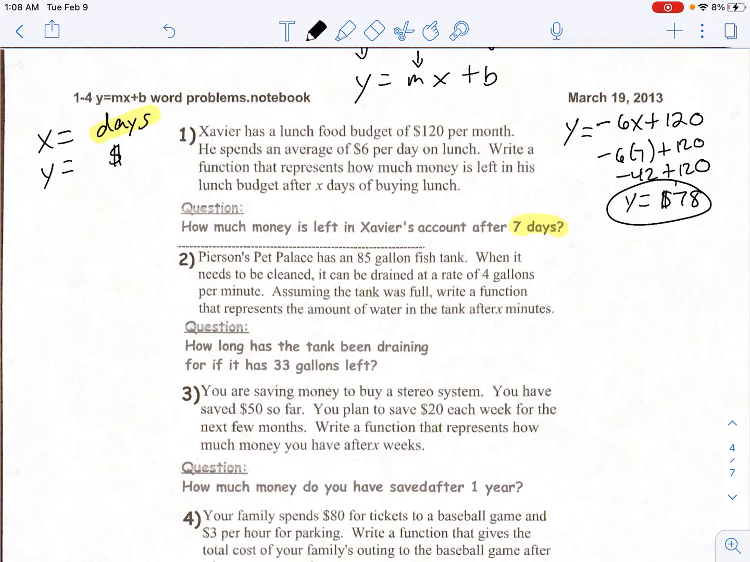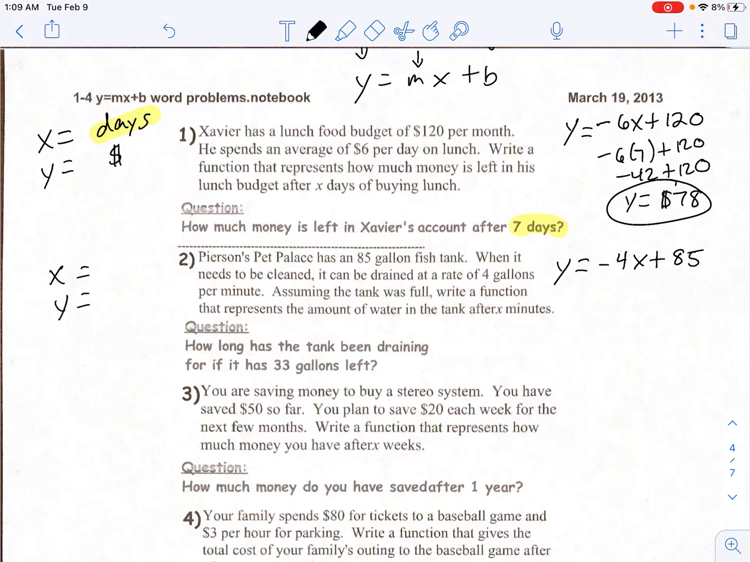Number 2. It says Pearson's Pet Palace has an 85-gallon fish tank. When it needs to be cleaned, it can be drained at a rate of 4 gallons per minute. So once again, our rate is 4 gallons per minute, and it's drained, meaning it's going down. So negative 4x. It starts at 85 gallons. So now we have our equation.